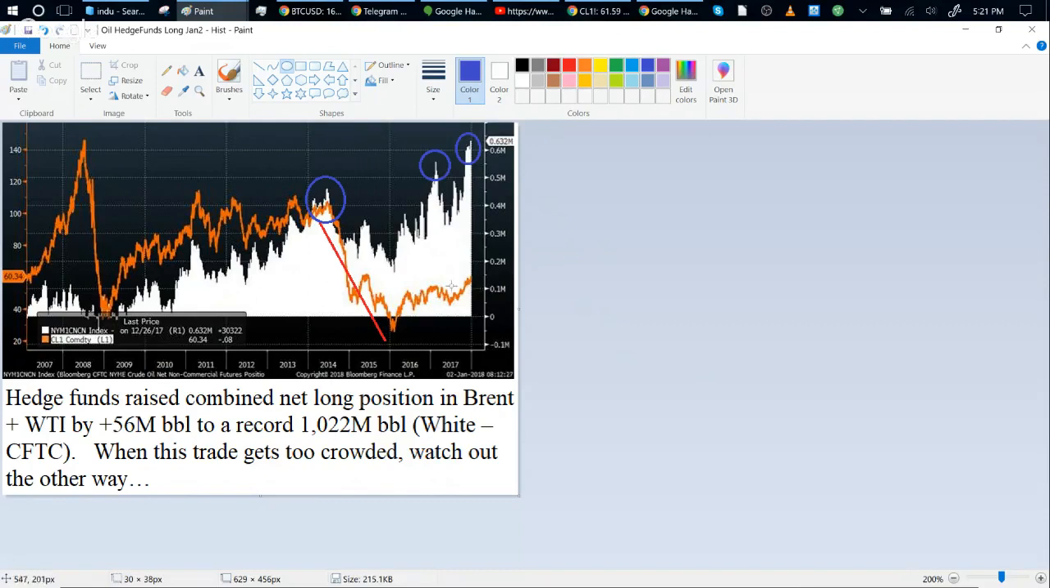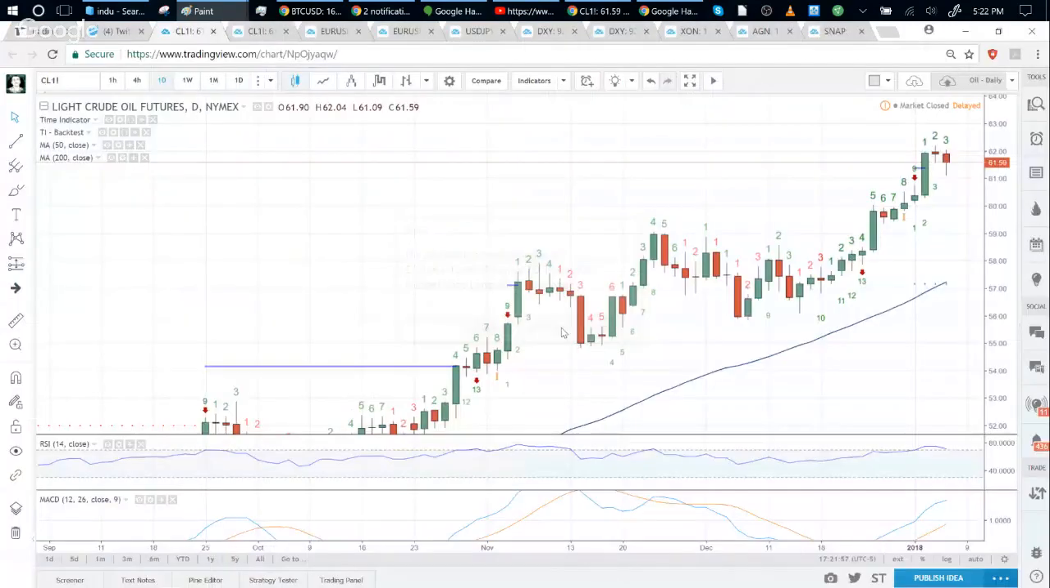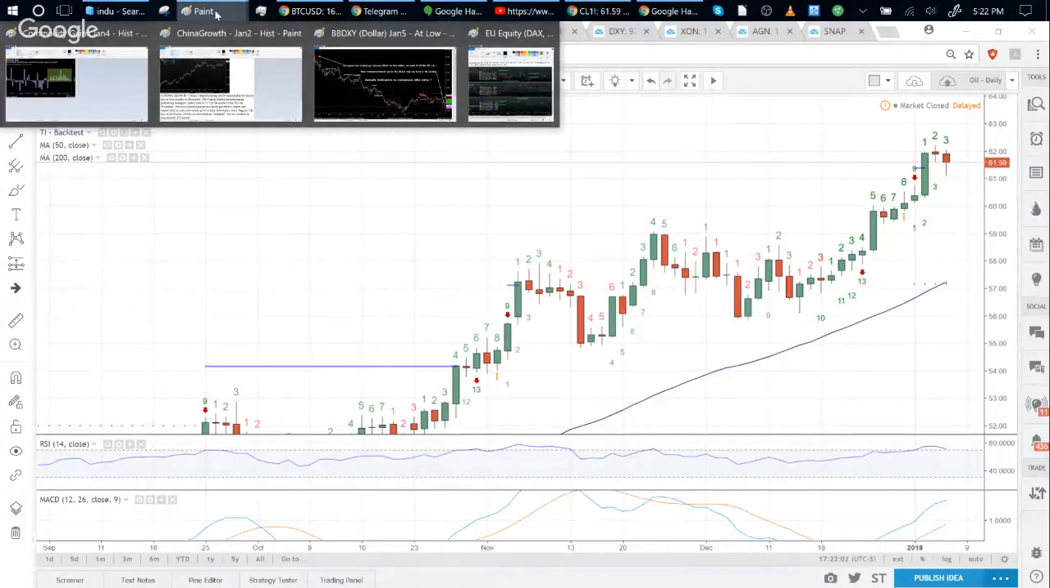So even though oil is still looking very bullish, the orange is the price of oil. Oh, this is interesting, right? I mean, it's been 10 years, and the price of oil is pretty much exactly where it was 10 years ago. So much for inflation, and so much for the world running out of oil. But anyway, this is an interesting chart of what hedge funds are doing.